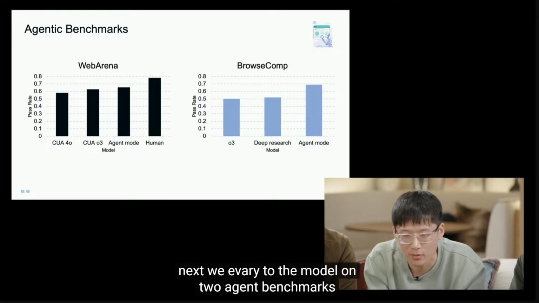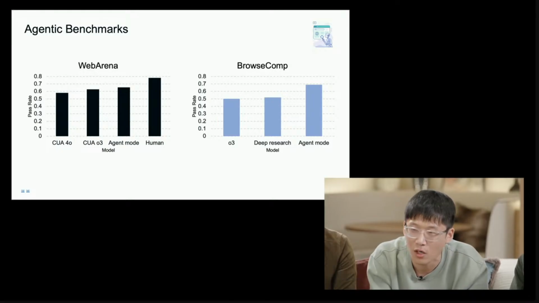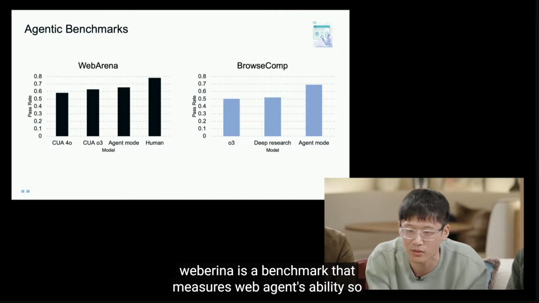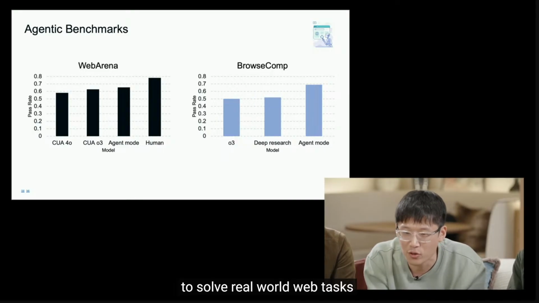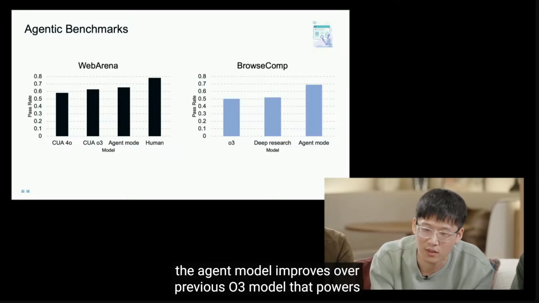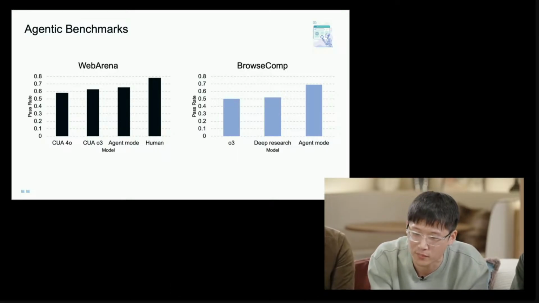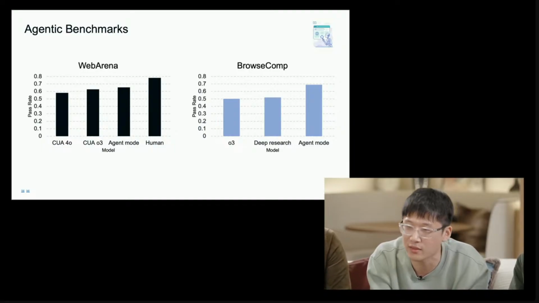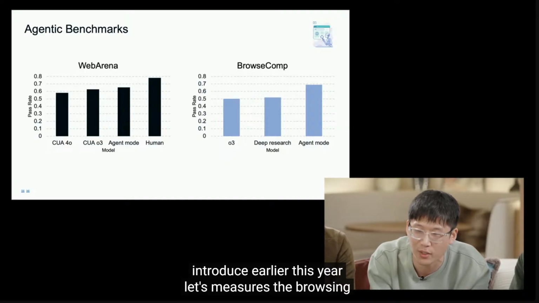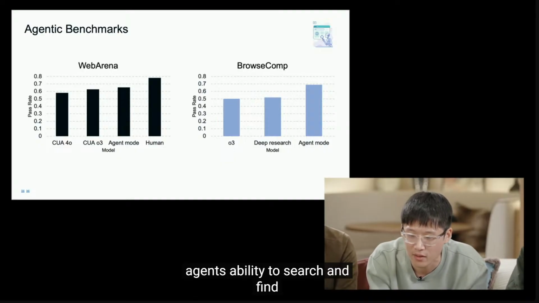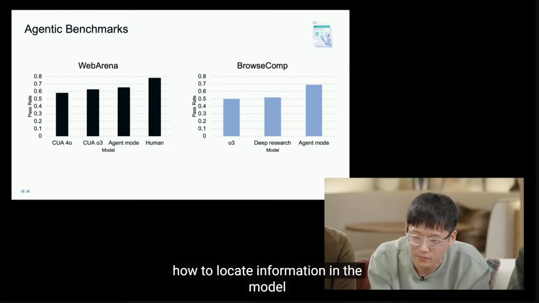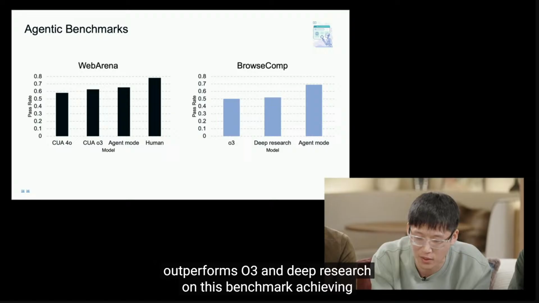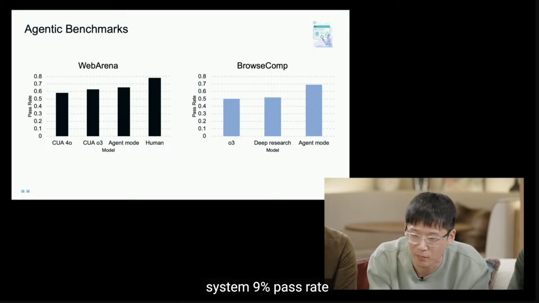Next, we evaluate the model on two agentic benchmarks. WebArena is a benchmark that measures web agents' ability to solve real-world web tasks. The agent model improves over the previous o3 model that powers the core. BrowseComp is a benchmark we introduced earlier this year that measures the browsing agent's ability to search and locate information. The agent model significantly outperforms o3 and deep research on this benchmark, achieving a 69% pass rate.